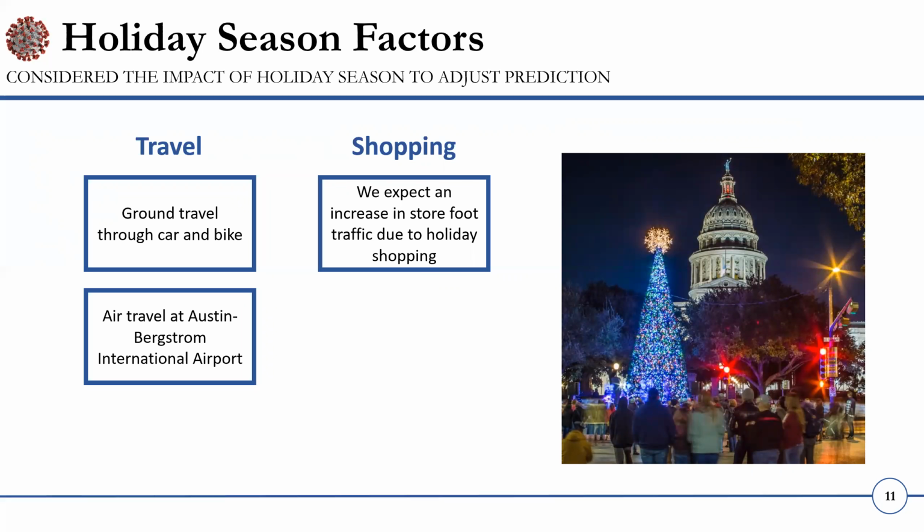For travel, we looked at raw data for ground travel, including cars and bikes, and air travel at the Austin Bergstrom International Airport. For shopping, we looked at statistics and used our model to extrapolate the number of in-store shoppers and possible cases resulting in increase in COVID-19 cases.